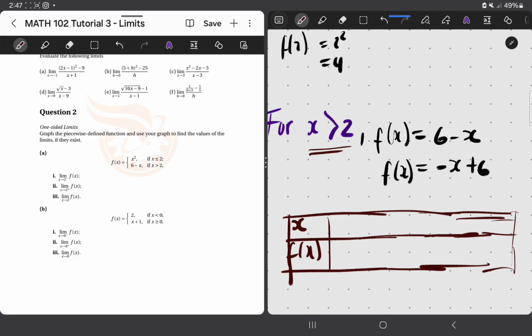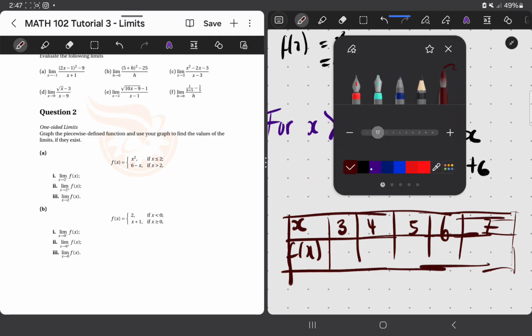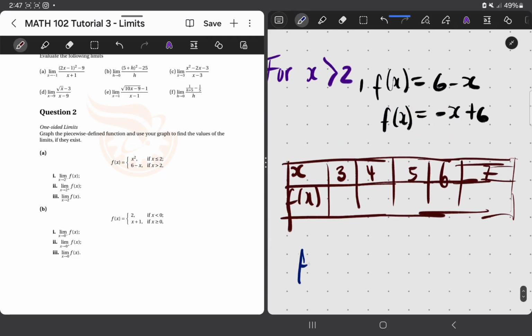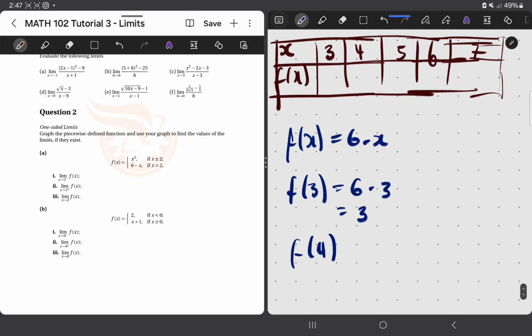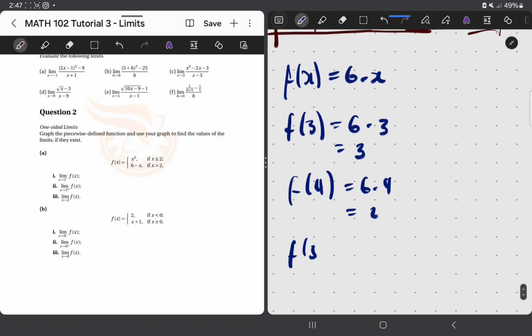Now let's put values of x which are greater than 2. We can't put 2 itself because we are only taking greater than 2. So 3, 4, 5, 6, and we can even put up to 7. Remember that we are saying f of x is equal to 6 minus x, or minus x plus 6. So f of 3 is equal to 6 minus 3, which is just 3. Then f of 4 is equal to 6 minus 4, which is 2. Then f of 5 becomes 6 minus 5, which is 1.